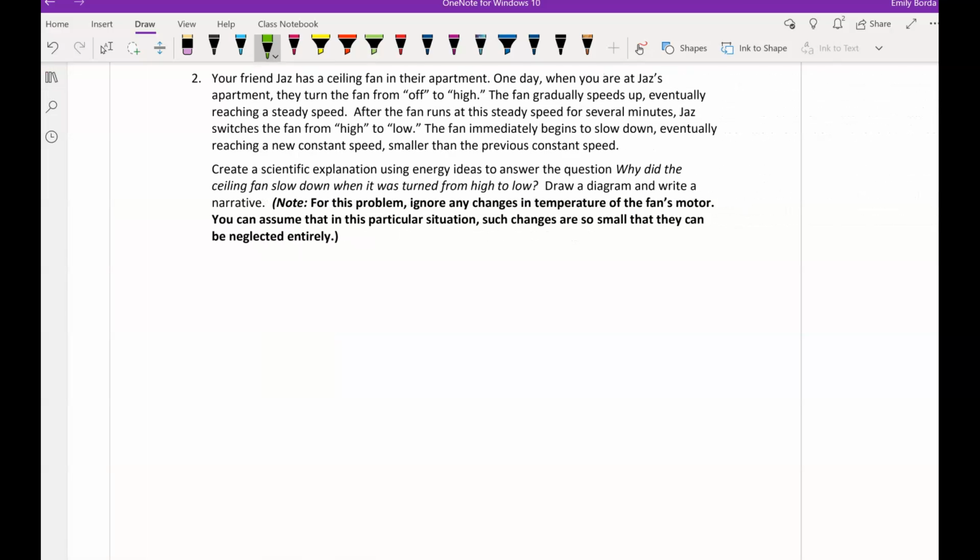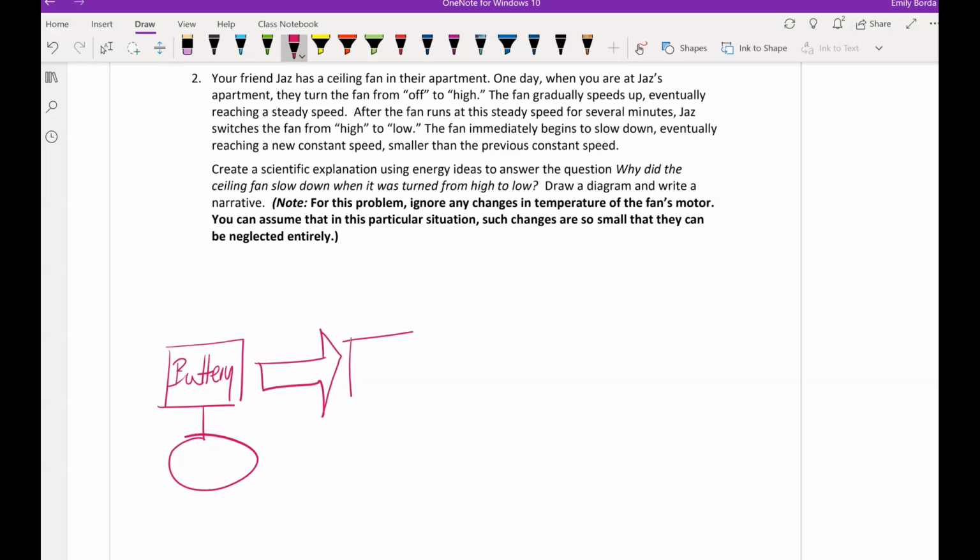And I'm going to go ahead and diagram this energy diagram the same way that I saw at least in that lesson. So I'm just going to start by putting all of the objects in there. So this is the battery, and it's going to power the fan motor system. Okay, and I'm going to fill in all the energy stuff later. And that's going to push around the air.